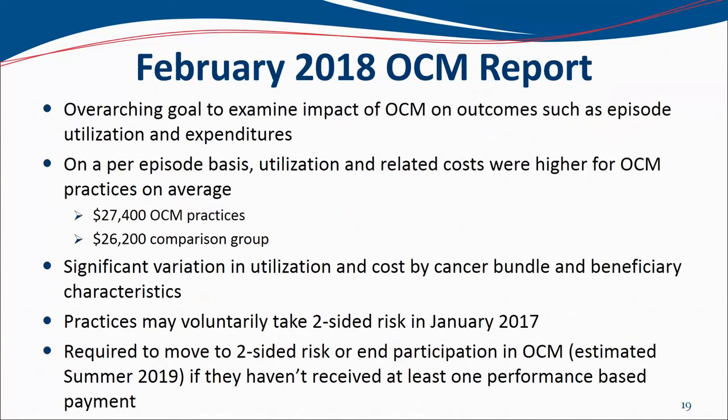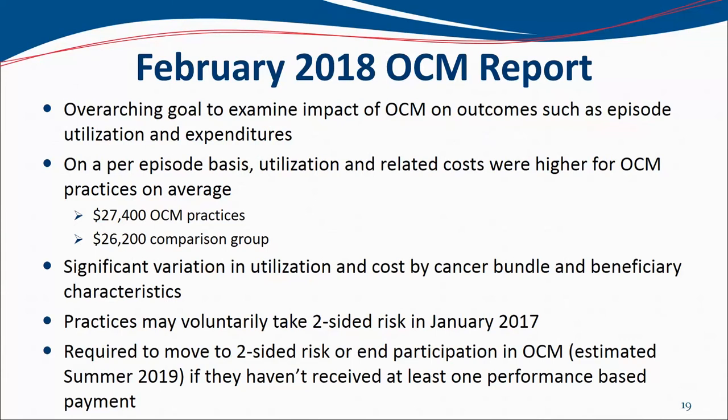So as I mentioned, they just came out with the first introductory report. The actual cost and performance of the practices will be coming out hopefully later this month. But the overarching goal is to examine the impact of the OCM on outcomes such as episode utilization and expenditures. We actually are seeing on a per episode average basis that utilization and related costs were higher. Right now, you can see the average there is $27,400 for OCM practices and $26,200 for the comparison group. And so far, it appears to be significant variation in utilization and cost by cancer bundle. So different types of cancer are proving to be more expensive, and beneficiary characteristics.